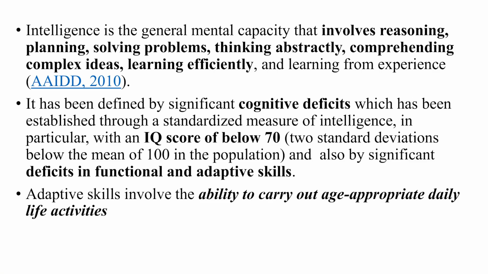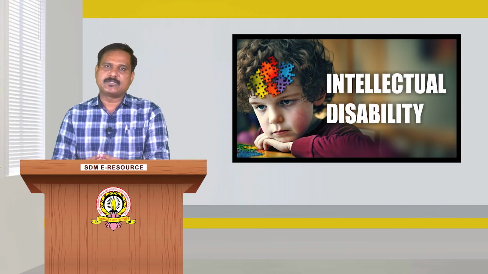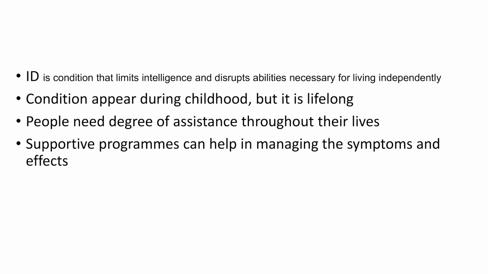It is identified by significant cognitive deficits established through standardized measures of intelligence, in particular an IQ score below 70, and also by significant deficits in functional and adaptive skills. Adaptive skills involve the ability to carry out age-appropriate daily life activities. So intellectual disability is a condition that limits intelligence and disrupts abilities necessary for living independently.